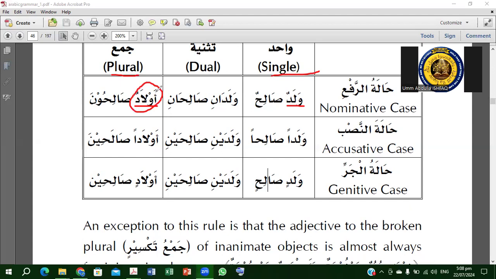Ibrahim, would you please turn your mic on and tell me? Waladun, singular; awladun, plural. Is it broken or sound? Okay, the answer is, Miss, it's broken. Okay. Salihun, Salihuna. Is it broken or sound? It's also broken, Miss. How, Ibrahim? What has broken in this?